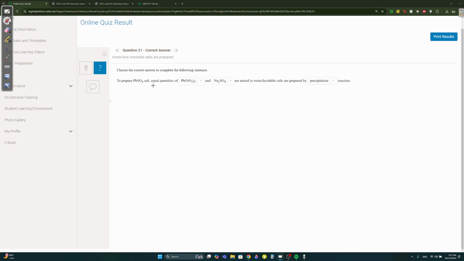To prepare PbSO4 salt, equal quantities of what and what are mixed in water? Insoluble salts are prepared by what? PbSO4 is insoluble, if you remember our solubility rules.